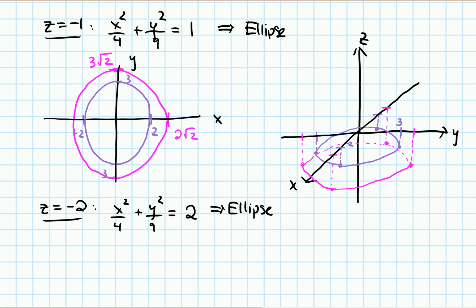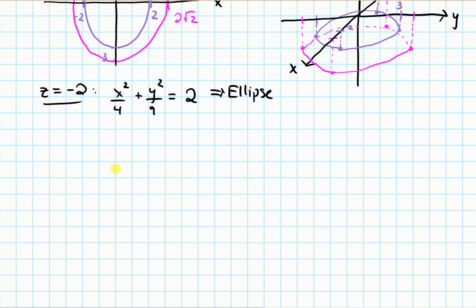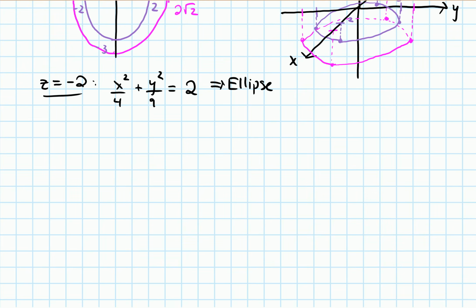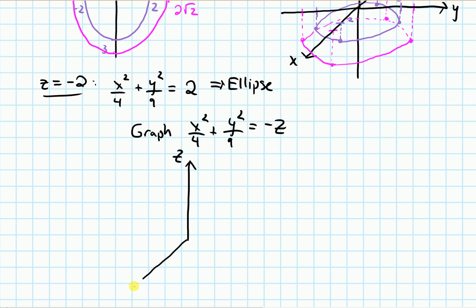Alright, so now I want to take all of this information that I've gotten from the cross sections and put it together into a graph. Alright, so now let's graph x squared over 4 plus y squared over 9 equals -z. Okay, so I'm going to draw my axes. So z-axis, x-axis, y-axis, and then negative directions.